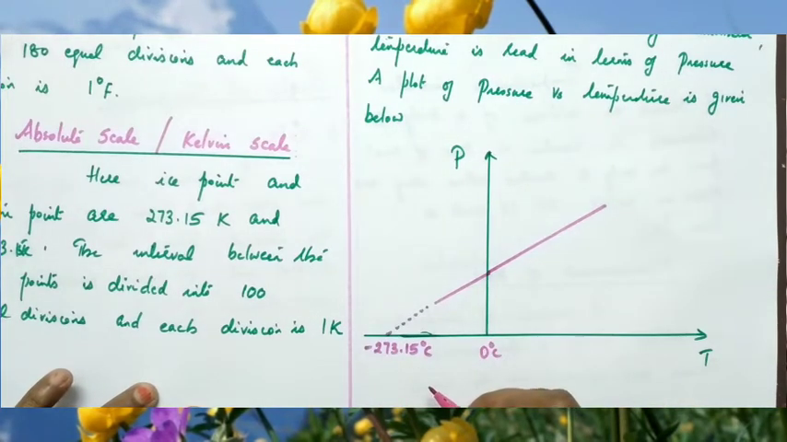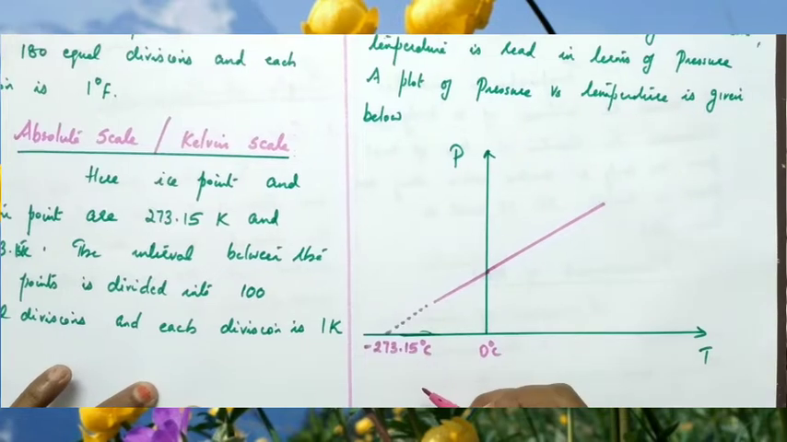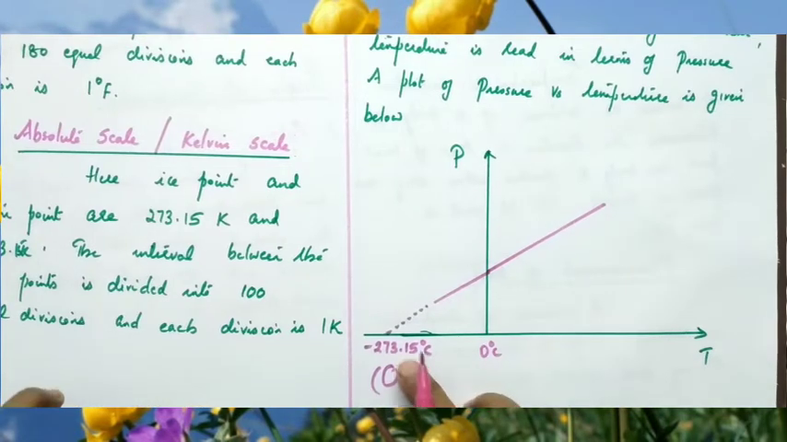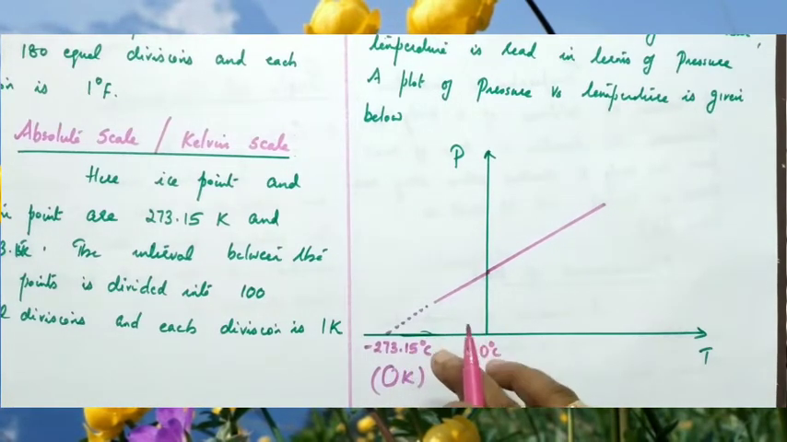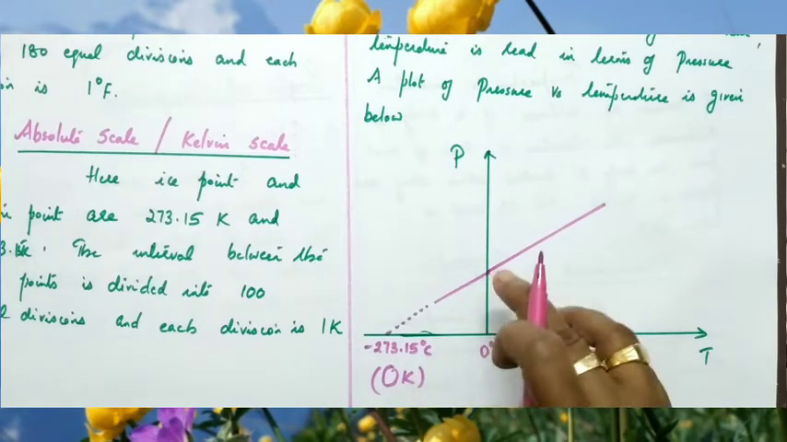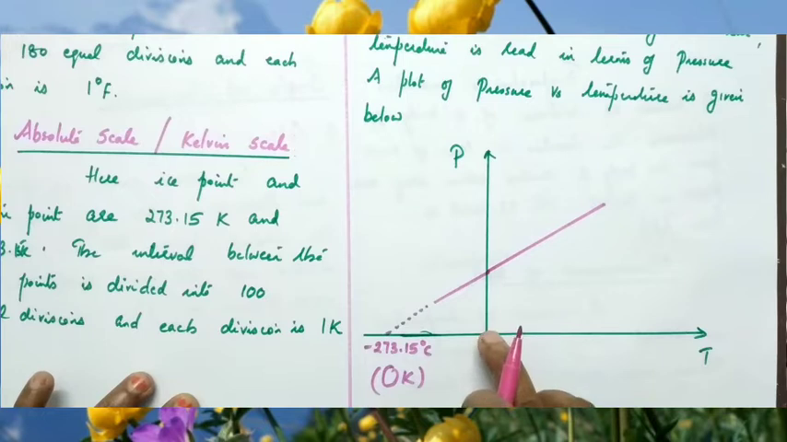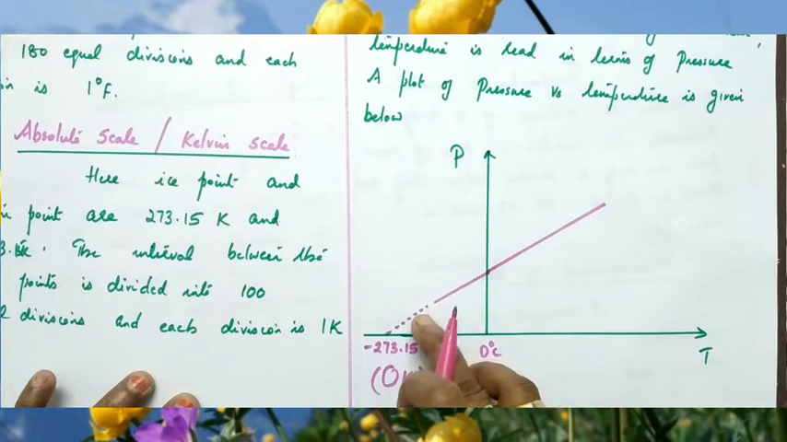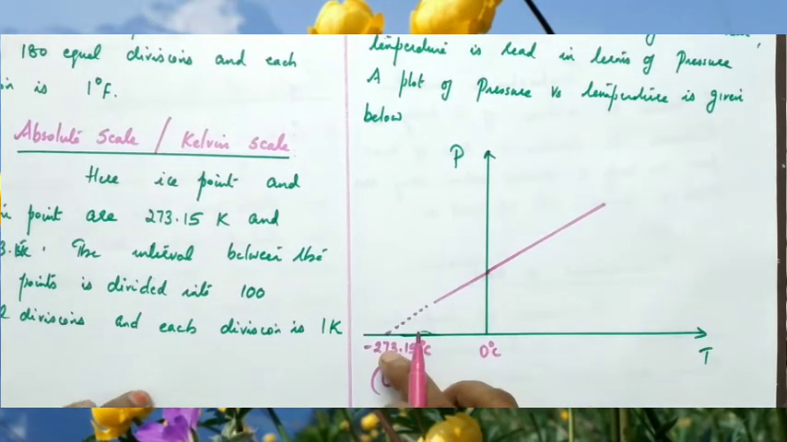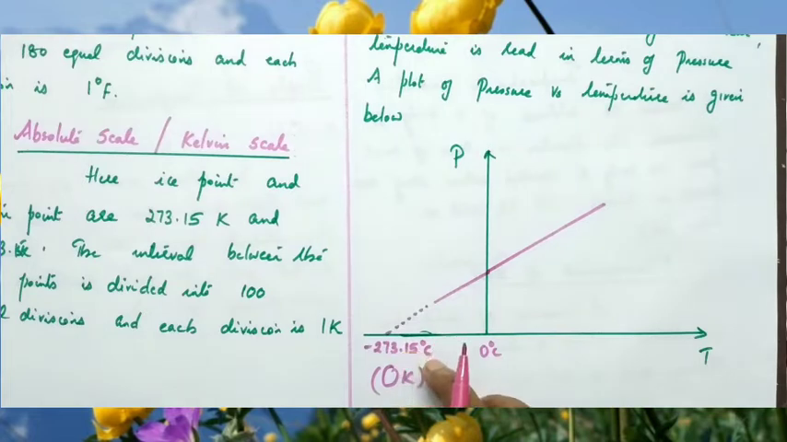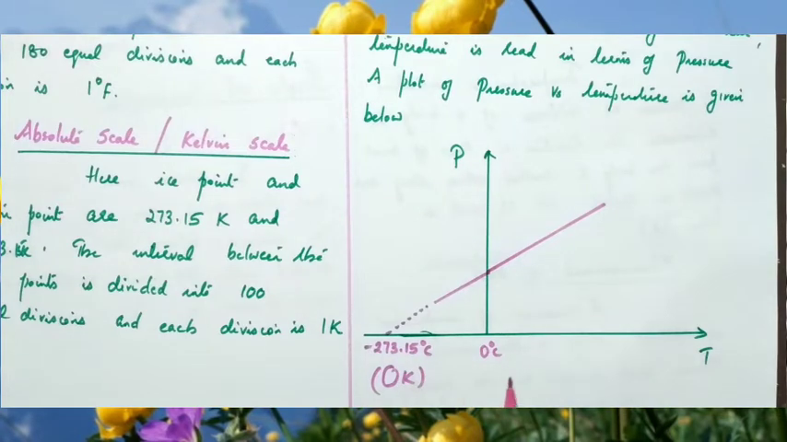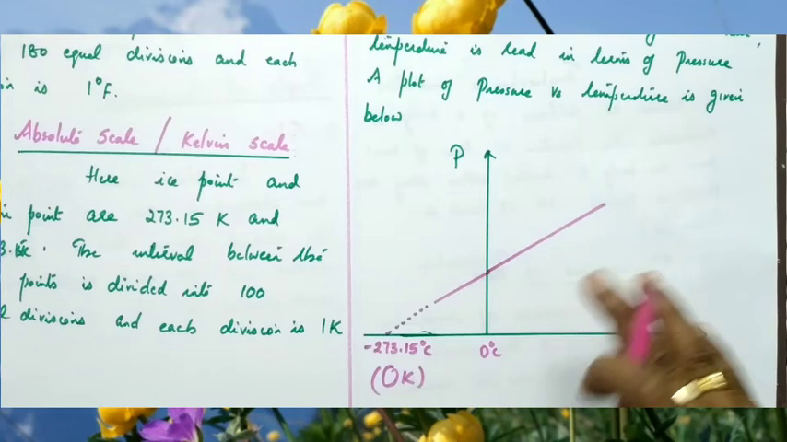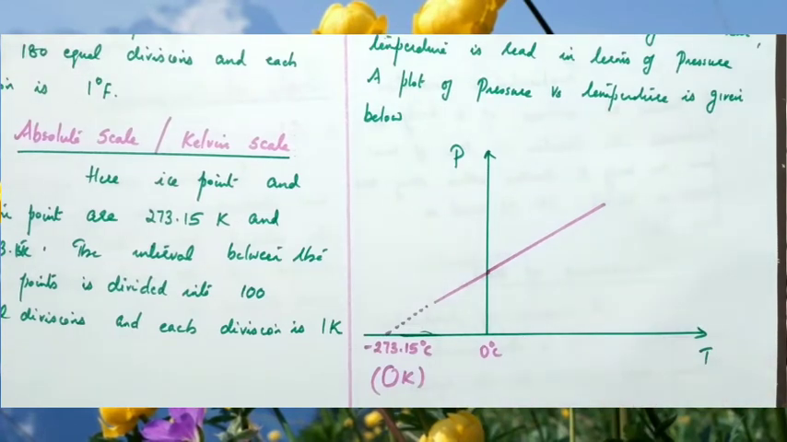At this temperature the pressure of the gas becomes 0, and it is called absolute 0, or 0 Kelvin. So, what is 0 Kelvin, or minus 273.15 degrees Celsius? It is the absolute 0 temperature at which the pressure of the gas becomes 0. Normally, as temperature increases, pressure increases, and as temperature decreases, pressure decreases, until at minus 273.15 degrees Celsius the pressure of the gas is 0. Pressure becoming 0 means the molecular motion of the gas stops, and hence it is called absolute 0.